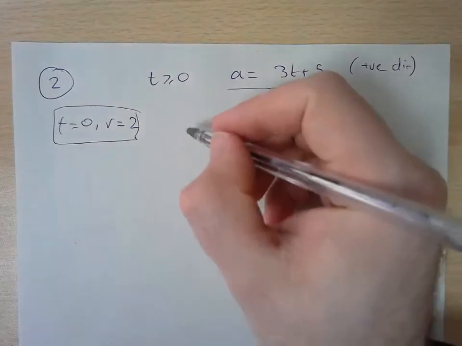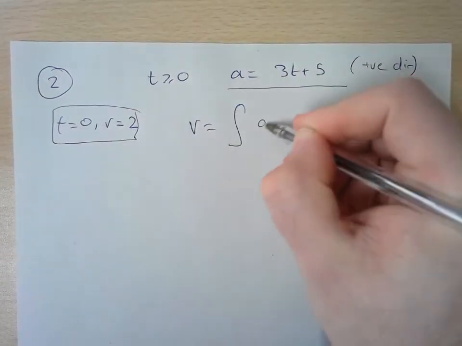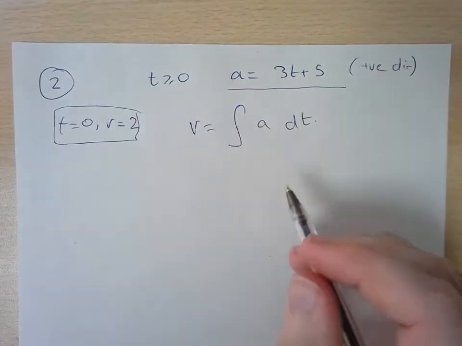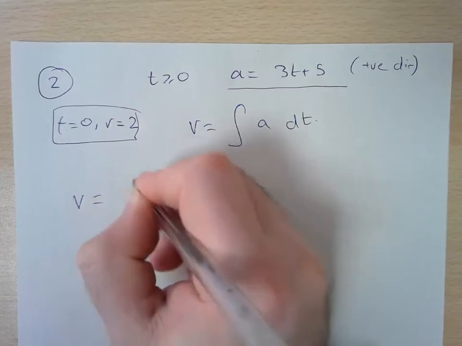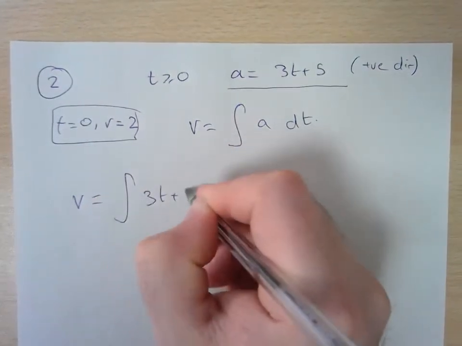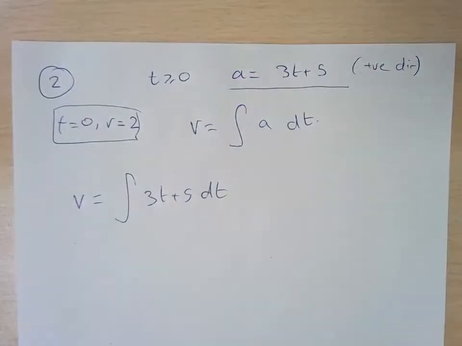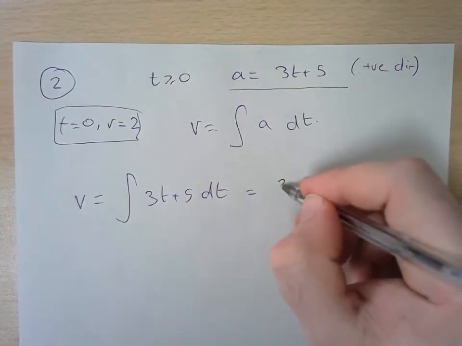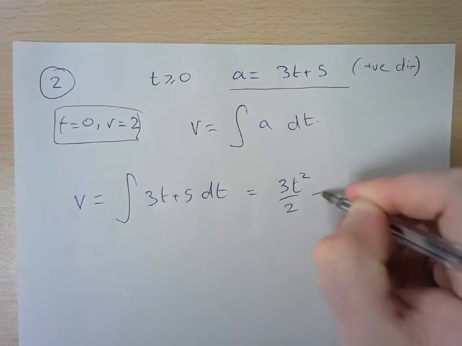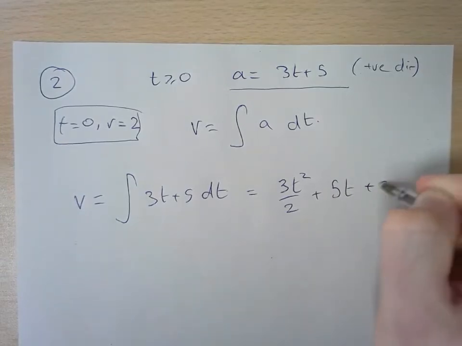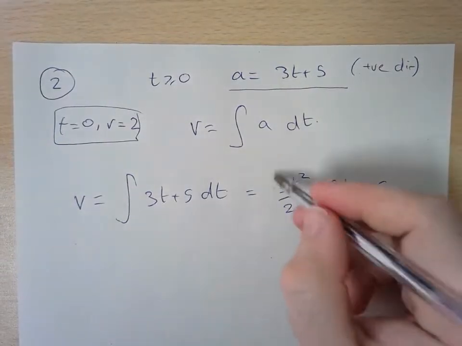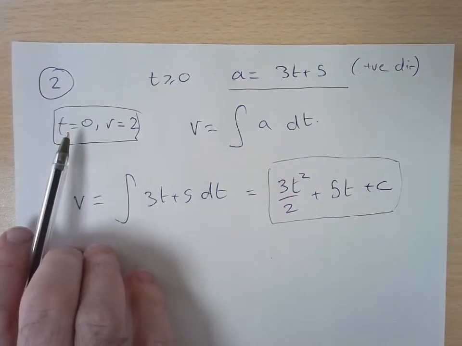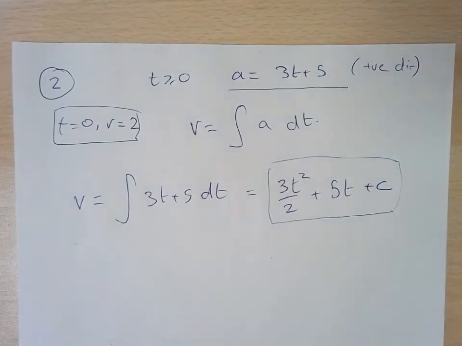So we get v equals the integral of a dt, and this is just one of our standard results for kinematics. So we get v equals the integral of 3t plus 5 dt. Now this is just one of the standard year 1 integrals, so we get 3t squared over 2 plus 5t plus c, and this is our velocity equation. We can use our initial conditions up here to eliminate our plus c and get an actual expression for velocity.